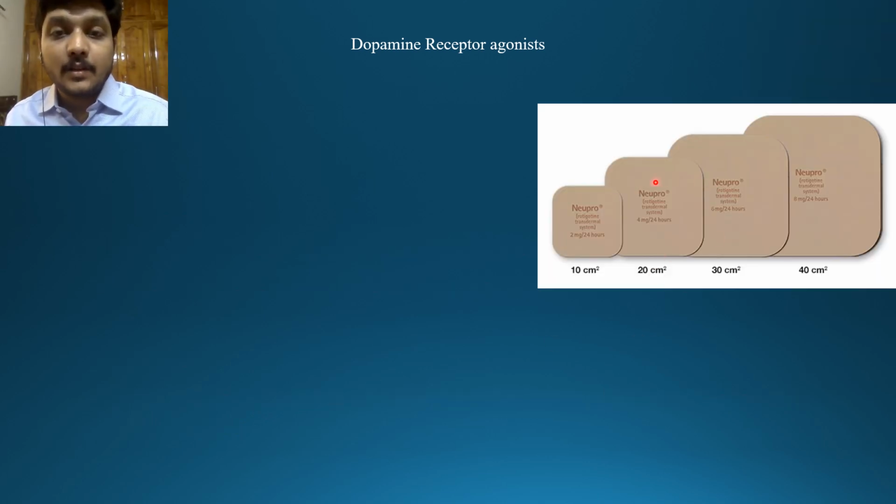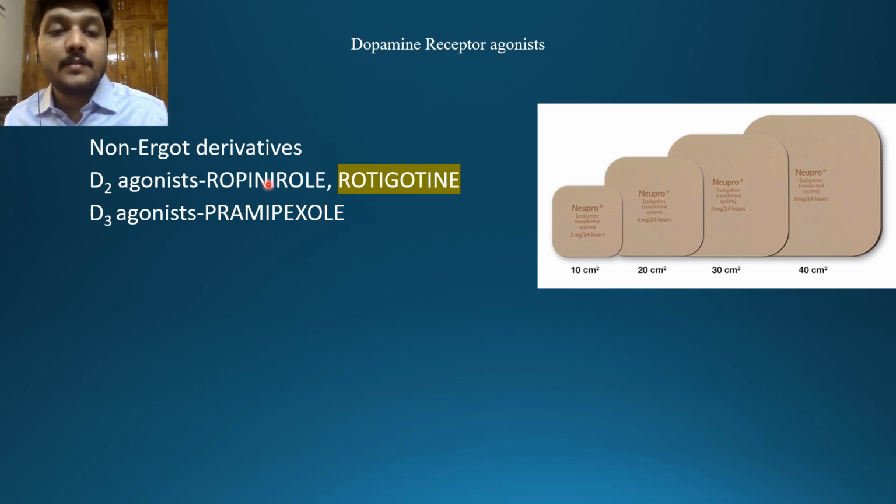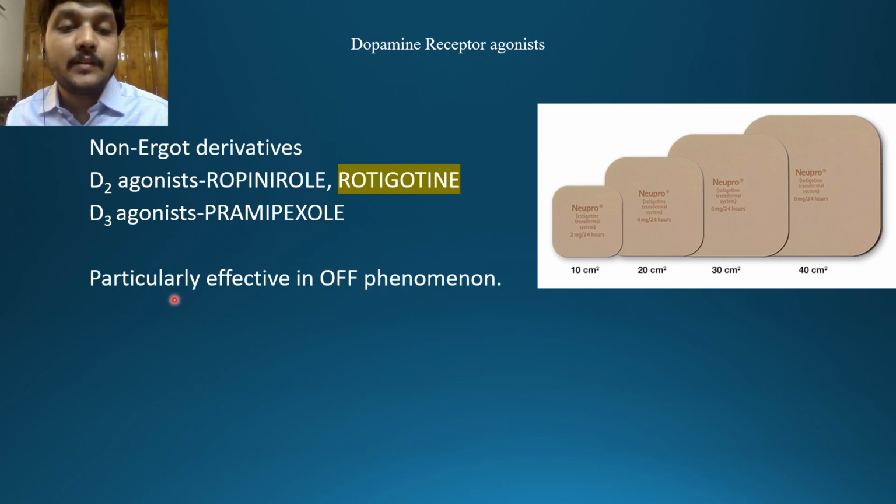And we can see some rotigotine transdermal patches. It is a non-ergo derivative. It acts on D2. And some D3 agonists are pramipexole. Pramipexole acts on the other types of dopamine receptors also. But ropinirole and rotigotine have more affinity for D2 type of receptor. Pramipexole has more affinity for D3 type of receptor. These drugs are particularly effective in treating off phenomena.